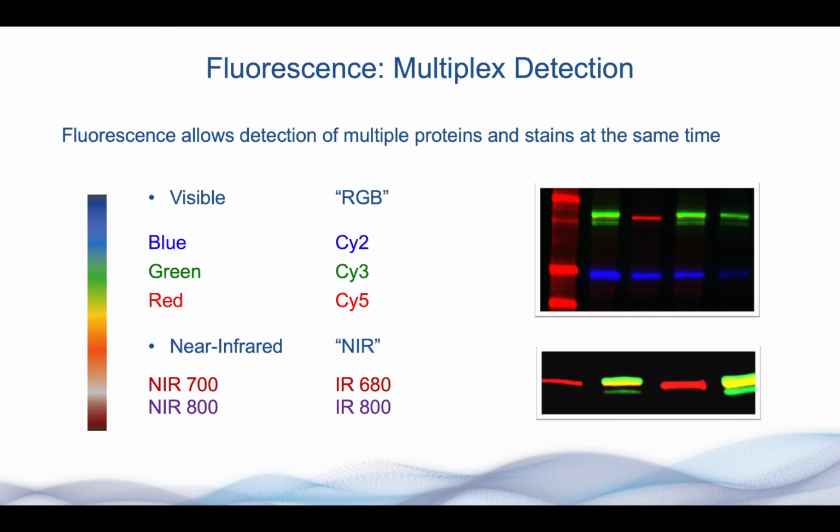And there are multiple choices of fluorescent detection channels, as we call them. In the visible range, which we sometimes call RGB, which stands for red, green, and blue, we can detect a blue channel. This is a blue excitation, green emission, like cyanine 2. The green channel is a green excitation, red emission, for dyes like cyanine 3. And the red channel is the red and far-red emission, like Cy5. And then there are two infrared channels, 700 and 800.